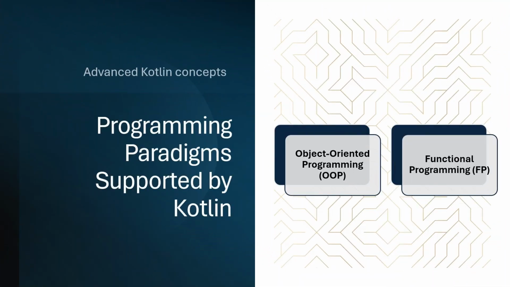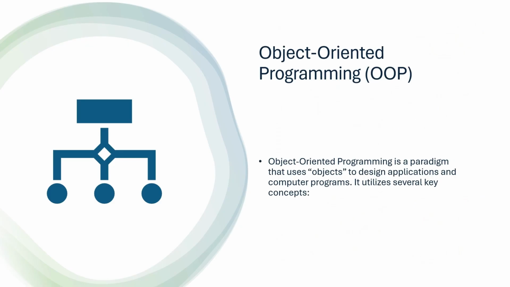Now we're going to talk about the advanced Kotlin concepts. We're starting with the programming paradigms supported by Kotlin. We have object-oriented programming, and also one of them is functional programming. Object-oriented programming, or OOP, is basically a paradigm that uses objects to design applications and computer programs. It utilizes several concepts that we're going to talk about right now.